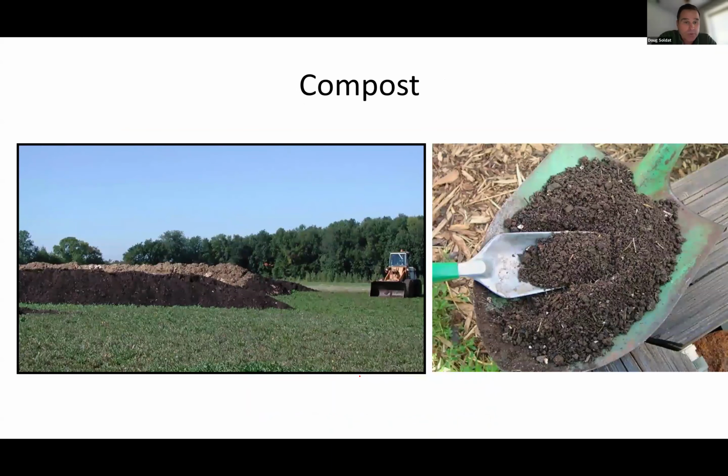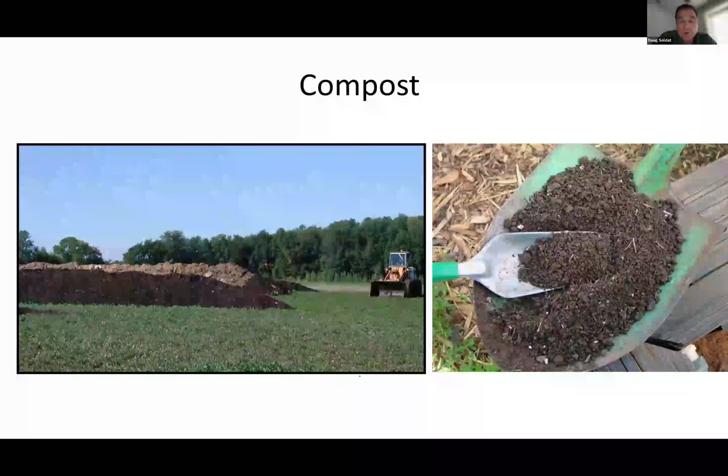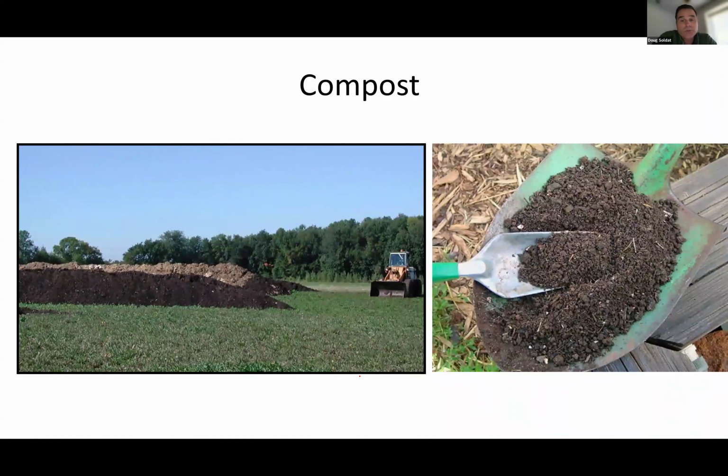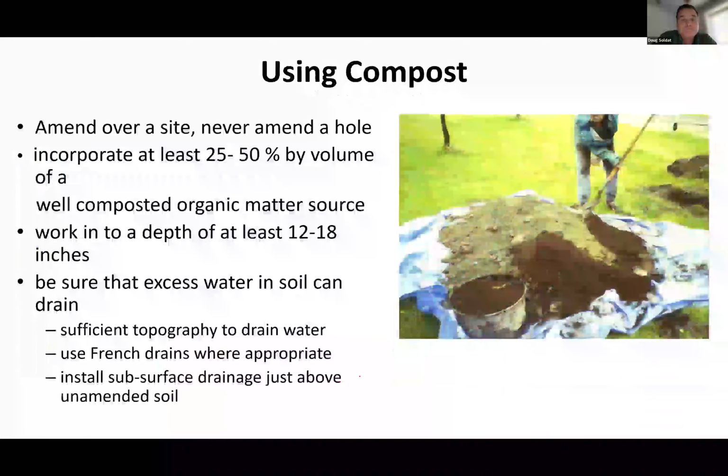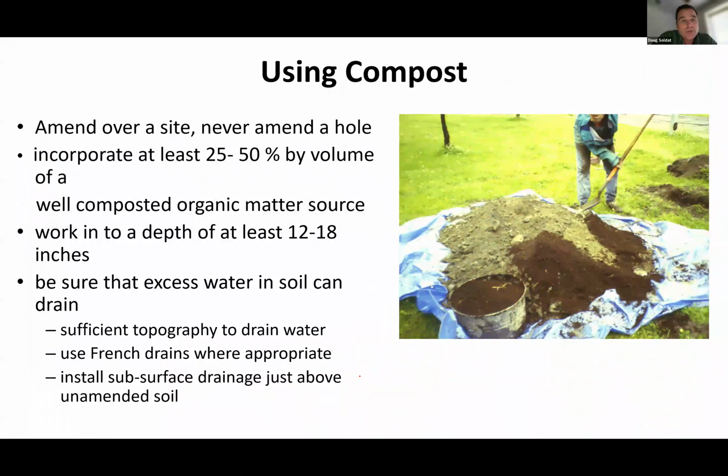And you can do that by composting. You can buy a commercial compost, a municipal compost. You can compost yourself. There's a variety of ways to do it and tons of University of Wisconsin extension resources on how to do that. Some advice on using compost: amend a site, don't amend a hole, okay? Because you're changing the properties. And when you change the properties, you change where the water goes. So it's best to amend the entire site, not just where you're planting.